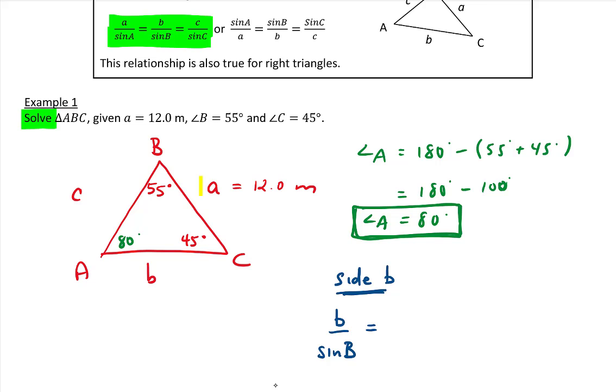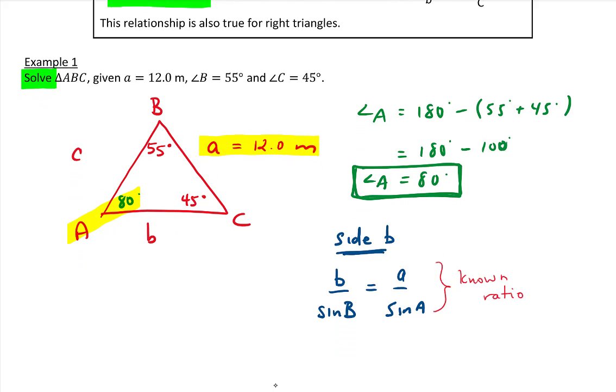If you look, I have side A and I have angle A. So that is the ratio I'm going to use to compare B over sine B. A over sine A is what I like to call my known ratio. I know side A and I know angle A. And on this side, I like to call this my unknown ratio. Again, I don't know side B, but I do know the sine of angle B.